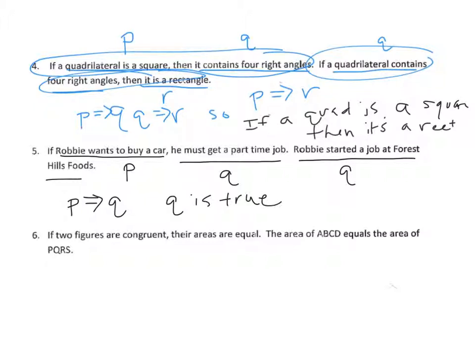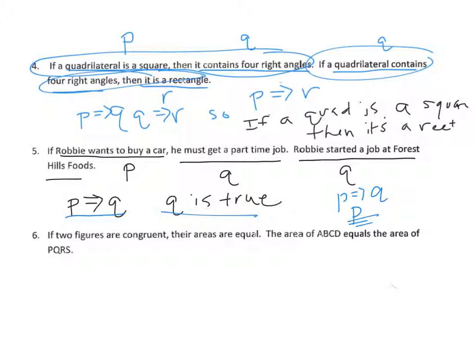So is this the law of syllogism? No, because it doesn't look like the transitive property, and there's not an R. And it actually is not the law of detachment. The law of detachment says if P implies Q is true, and you're given P, then you conclude Q. But this one, you're given P implies Q is true, and then you're given Q. So you can't assume that Robbie wants to buy a car. He could want to buy a car for other reasons besides having a part-time job.